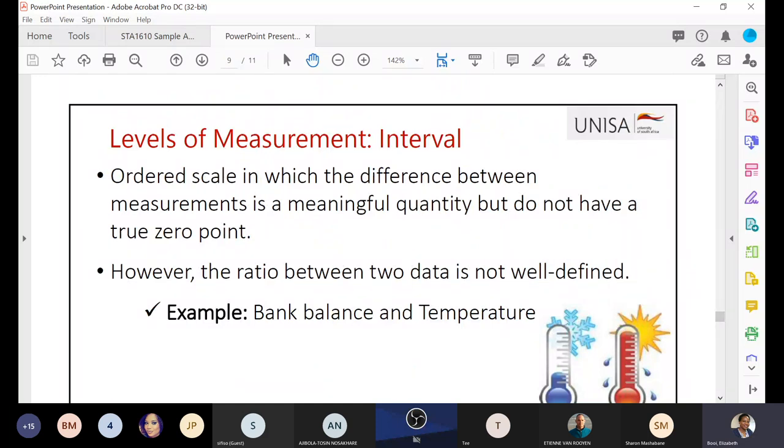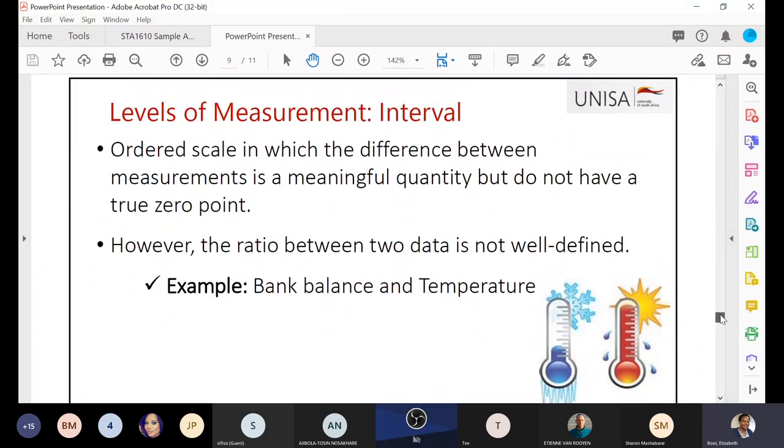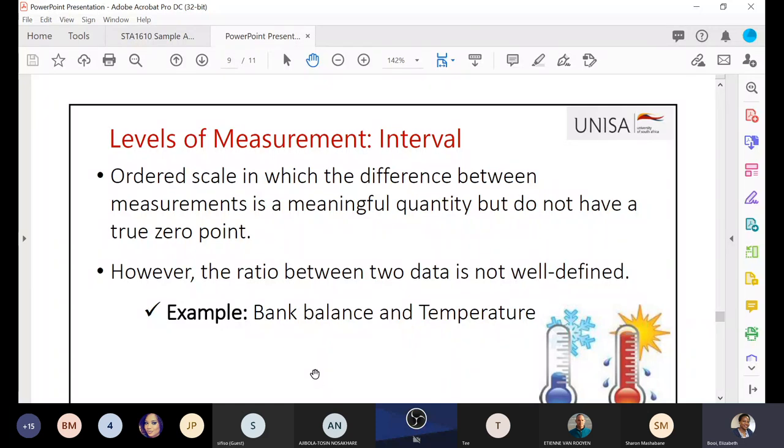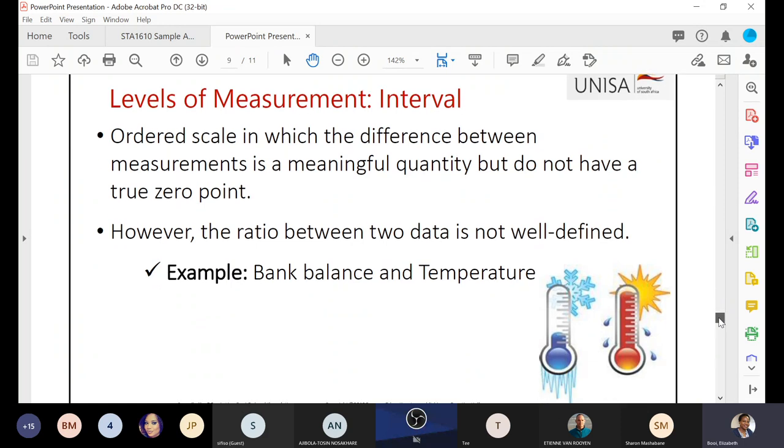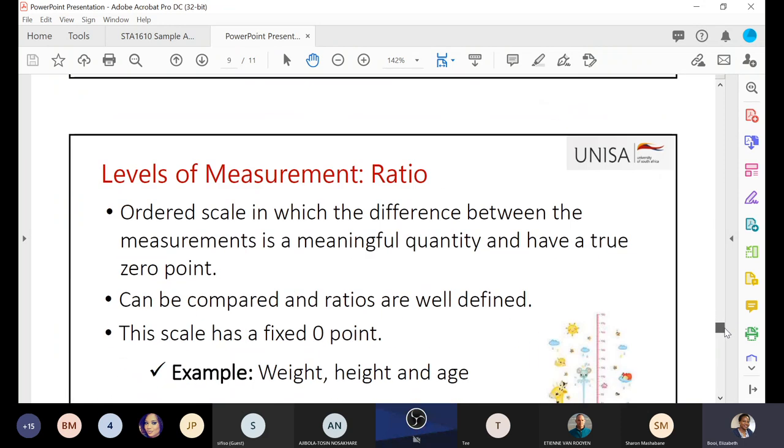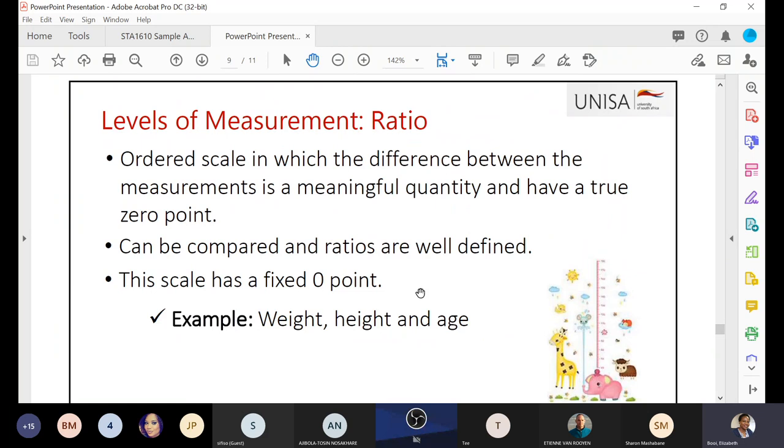The example that we can have is temperature or bank balance. Can you see my slide? This is everything that you had. So interval does not have a true meaning of zero, like your temperature and bank balance. Ratio has a true meaning of zero. Zero means a fixed point where if you pass zero, it means you don't exist. So zero has meaning in terms of ratio.